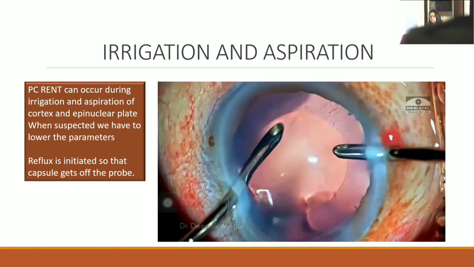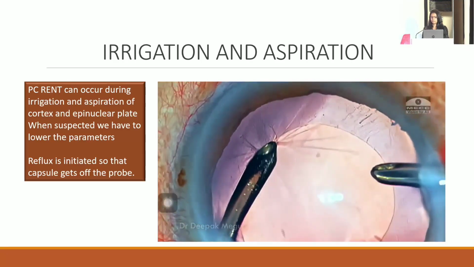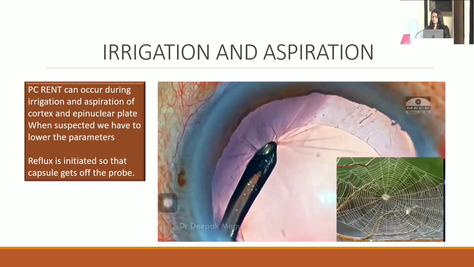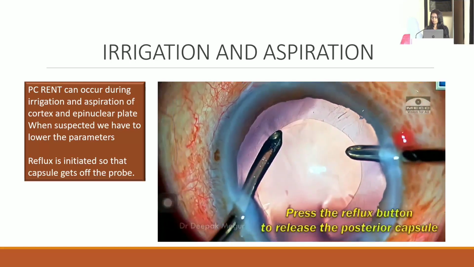During irrigation and aspiration, as in this video, I can see that the posterior capsule gets caught in the aspiration probe, and this is a classical sign. The posterior capsule just wrinkles. You can see these star folds. At this stage, it's very clear that the posterior capsule is caught. One thing to do here is never move the aspiration hand. Just wait still and then press the reflux button on your foot.